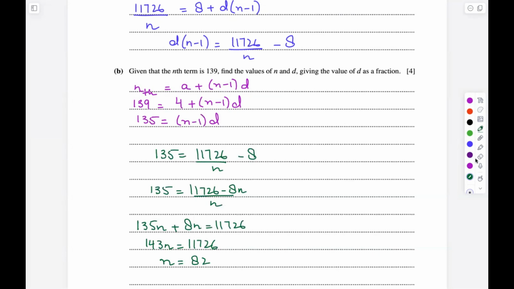Now once we have the value of n, we can find the value of d, as the nth term was 135 is equal to n minus 1 into d. So now we can apply 135 is equal to 82 minus 1 into d. So 135 will be equal to 81d. So d will be equal to 135 divided by 81. We can divide the 135 and 81 by 27. So that will become 5 upon 3. So the value of d will be 5 upon 3 and the value of n will be equal to 82.